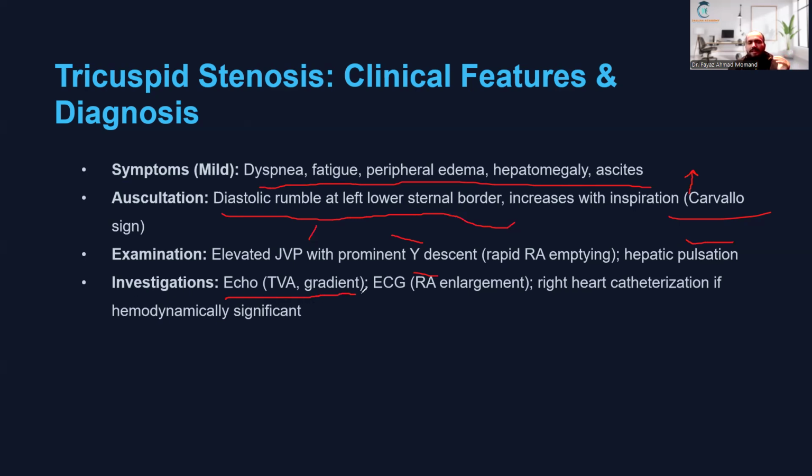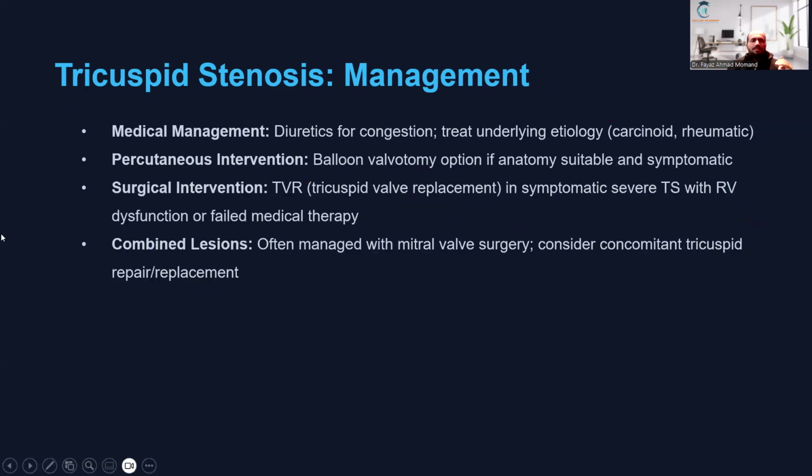Investigations: echo gives us valve area and pressure gradient. ECG may give us right atrial enlargement signs. Right heart catheterization if the stenosis is hemodynamically significant. Now, management is usually medical. We give the patient diuretics and try to find the underlying cause and treat that. Percutaneous intervention can be done. Balloon valvotomy is common if anatomy is suitable and the patient is symptomatic.